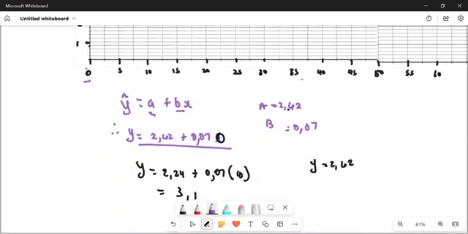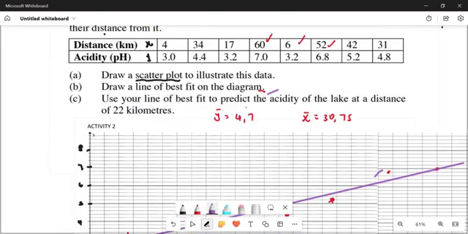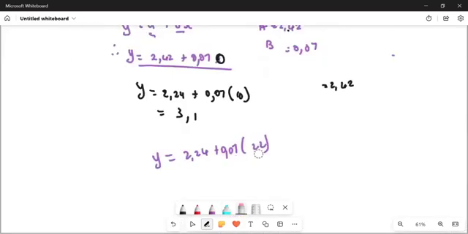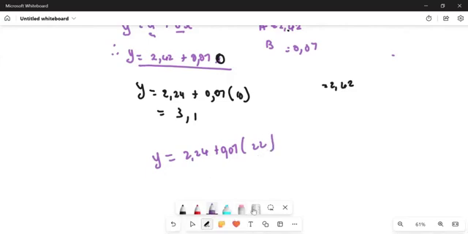Okay, let's go to the next one then. What is the next question? The next question says, use the line of best fit to predict the acidity of the lake if the distance is 22 kilometers. Now, what are you given here? Everywhere we see x, we're going to substitute 22. And then if you type this in your calculator, what did you get?